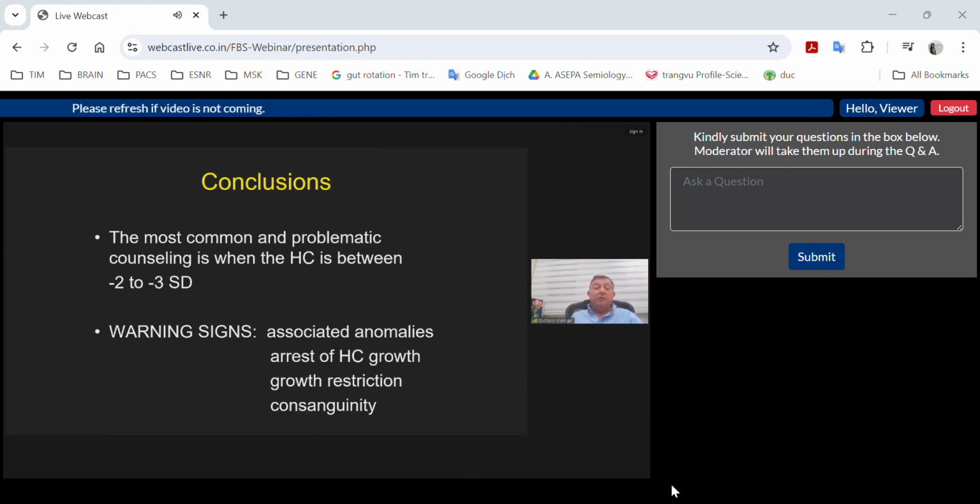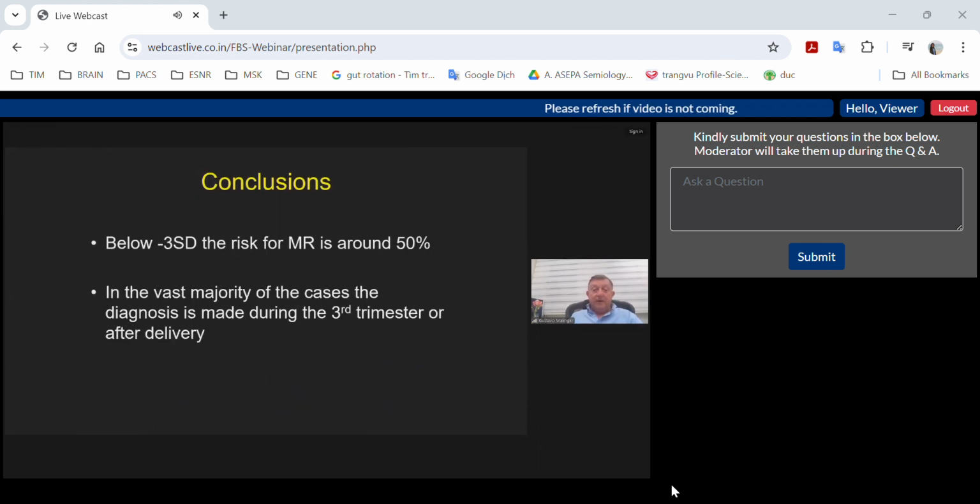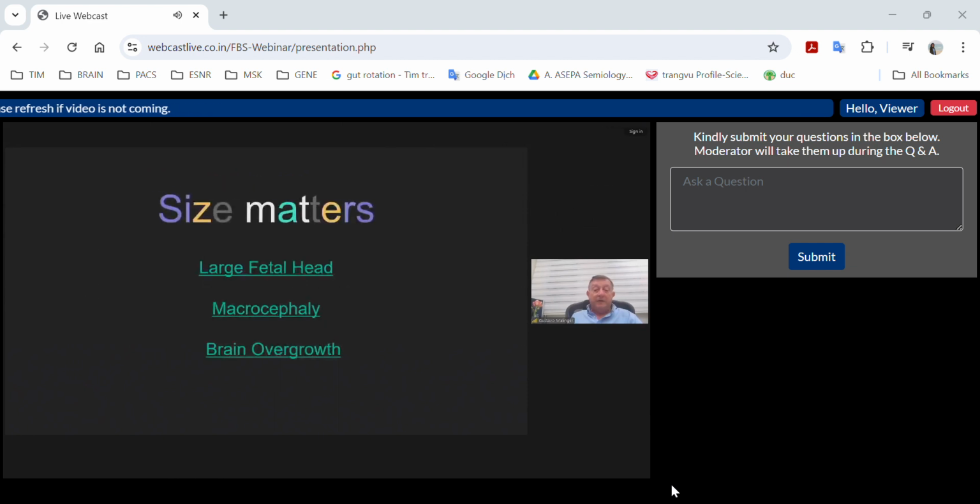So in conclusion, regarding microcephaly, the most common and problematic onset is when the head circumference is between -2 and -3 standard deviations. Warning signs include associated anomalies, arrest of head circumference growth, IUGR, growth restriction, and consanguinity. Below -3 standard deviations, the risk of mental retardation is around 50%. In the vast majority of the cases, the diagnosis is made during the third trimester or after delivery.